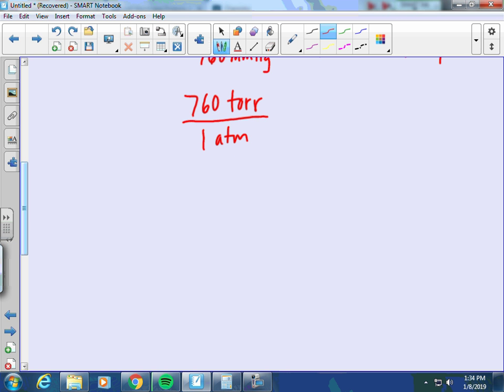It says convert 3,000 millimeters of mercury to kPa. So 3,000 millimeters of mercury, convert that, find out how many kPa that would be. So how many kPa is that? All right, so this is how we do it.